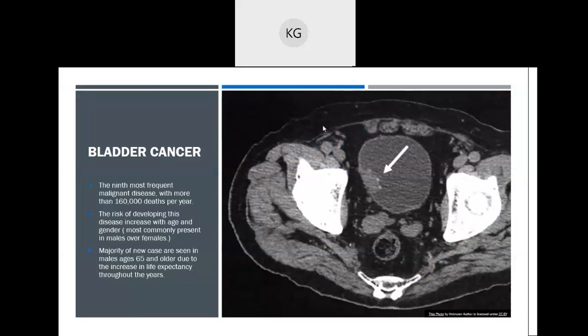Bladder cancer is one of the most frequently diagnosed malignant diseases, causing more than 160,000 deaths per year. It commonly affects males 65 years and older, which is believed to be caused by an increase in life expectancy due to the advances in medicine. The scan on the right-hand side is showing a tumor in the bladder, which, if you look at where the arrow is pointing, you can see a decent sized mass.